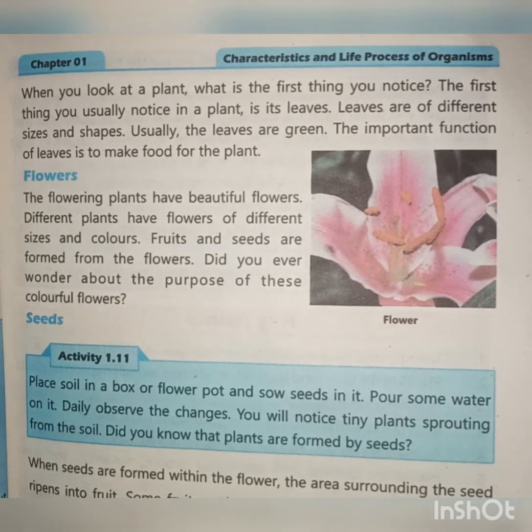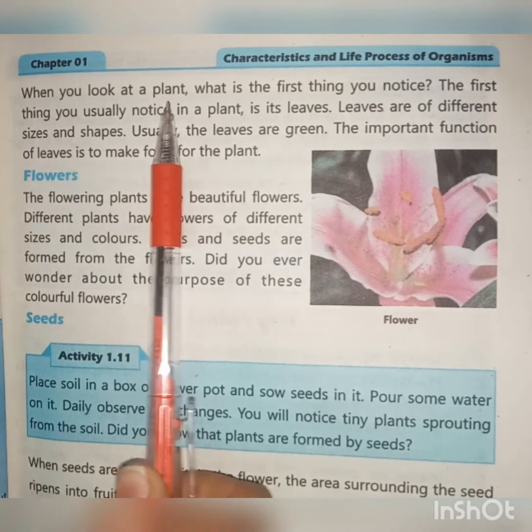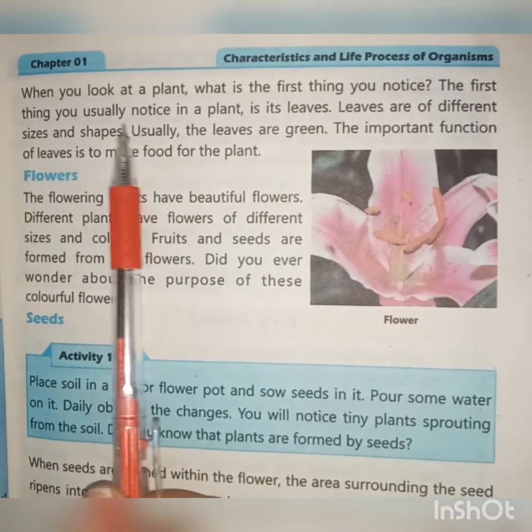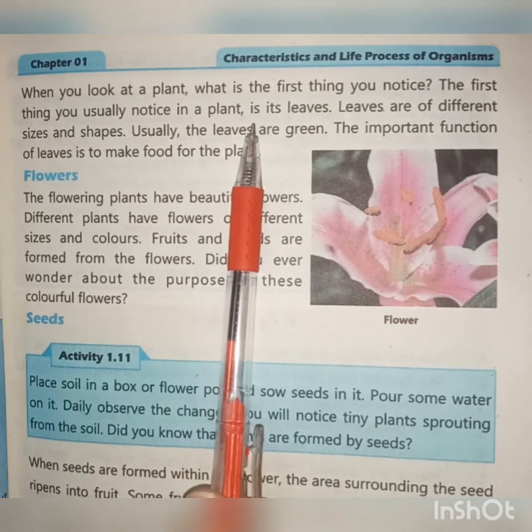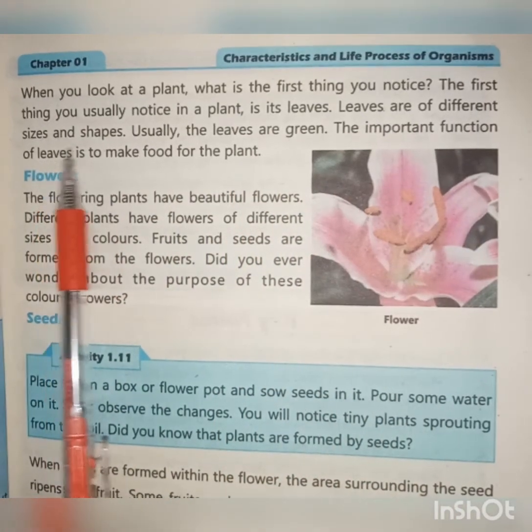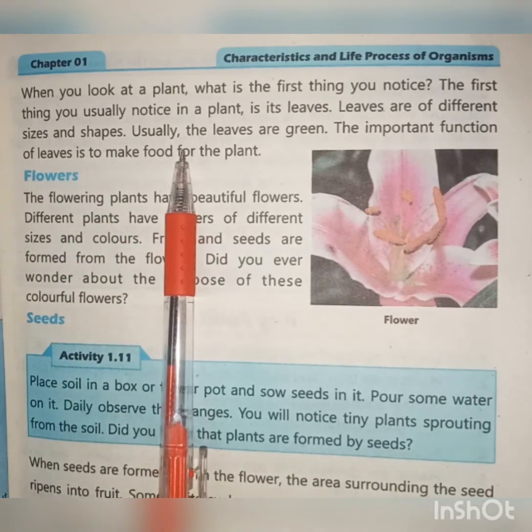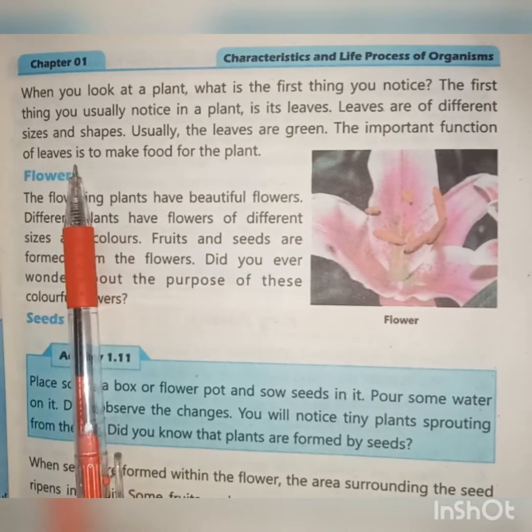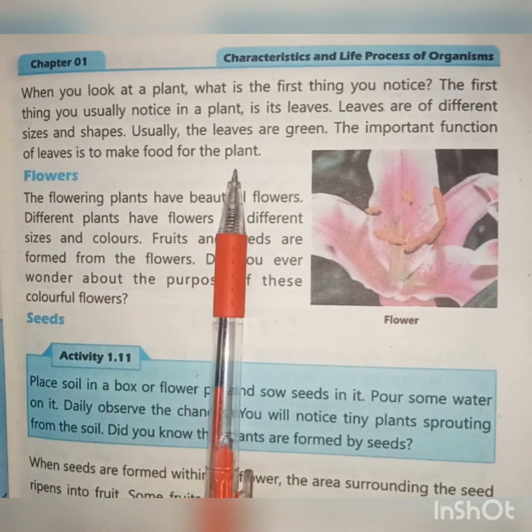Now come to our next page, page number 15. When you look at a plant, what is the first thing you notice? The first thing you usually notice in a plant is its leaves. Leaves are of different sizes and shapes. Usually, the leaves are green. The important function of leaves is to make food for the plant.